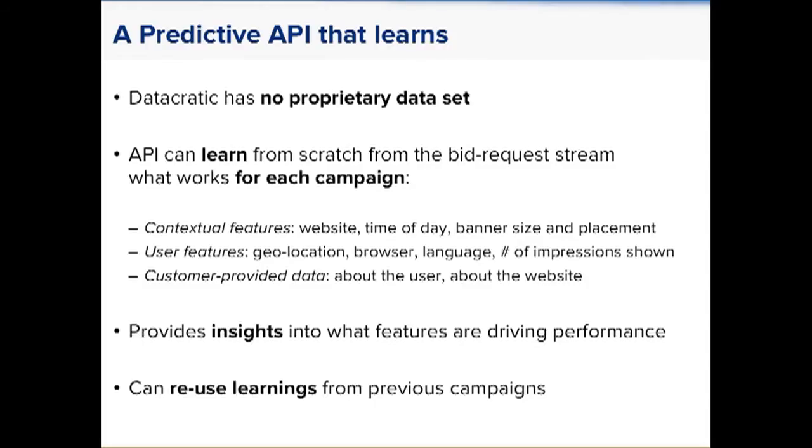All this information goes into our predictive model, and as I'll be explaining a little bit later, we train machine learning models on this data in order to produce optimal bids. And our API can also provide insights into which of these features are driving the most performance for each campaign. It sounds a little silly to learn from scratch every single time for every single campaign, and it is. So the API allows the customer to reuse learnings from previous campaigns and just update the models for future campaigns if that's appropriate.